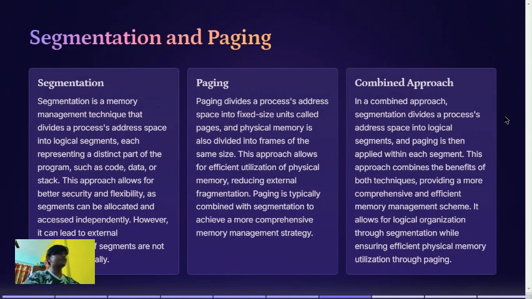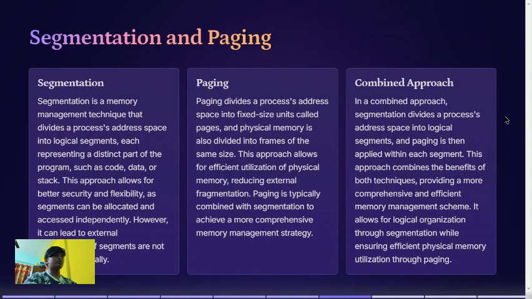Paging. Paging divides a process's address space into fixed size units called pages, and physical memory is also divided into frames of the same size. This approach allows for efficient utilization of physical memory, reducing external fragmentation. Paging is typically combined with segmentation to achieve a more comprehensive memory management strategy.